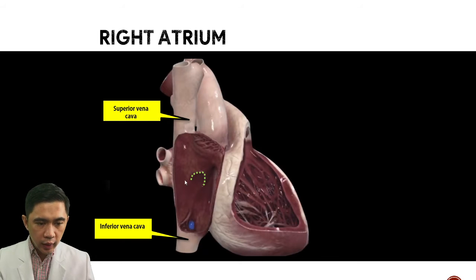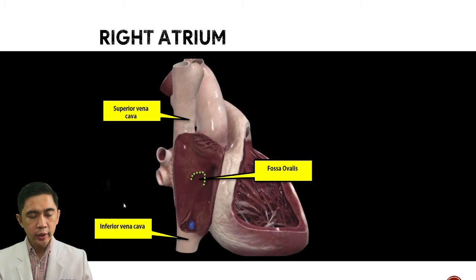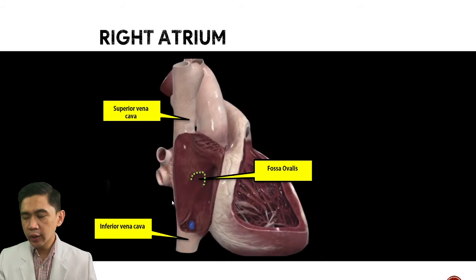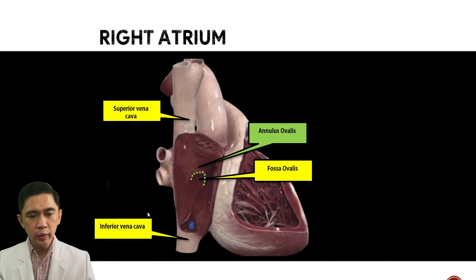We'll also see a ridge over here, and below this ridge is the fossa ovalis. Fossa ovalis is a depression in the right atrium at the level of the interatrial septum, and it is a remnant of the foramen ovale during fetal development. Just above the fossa ovalis is what we call the annulus ovalis. It is a thickening just above the ridge.